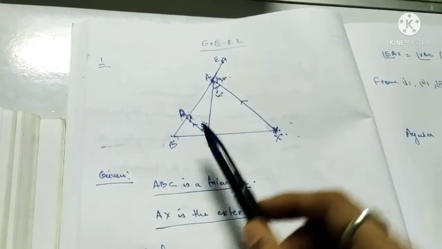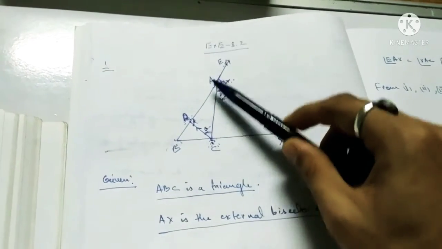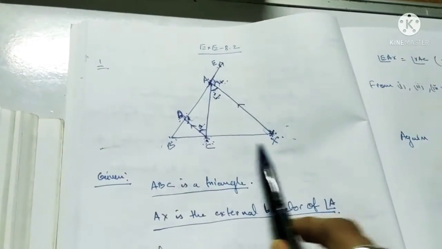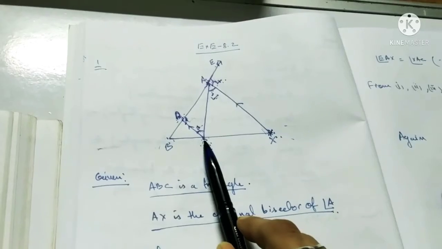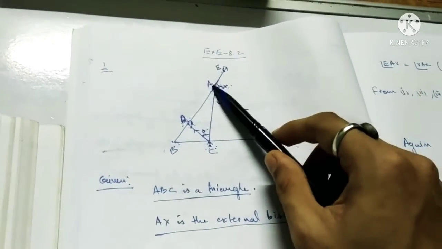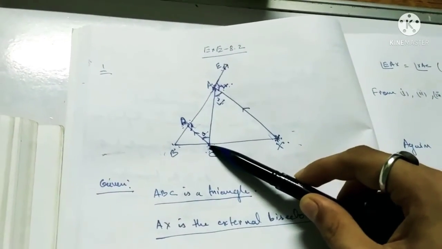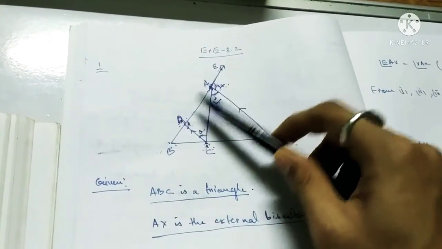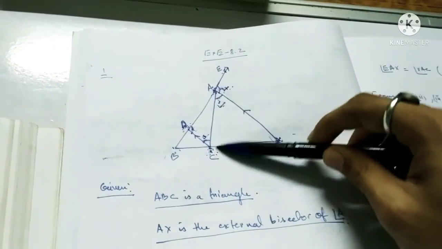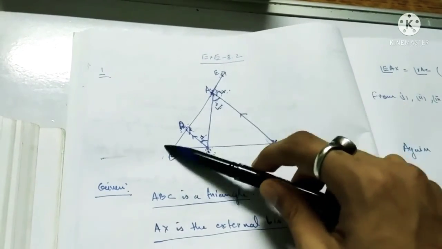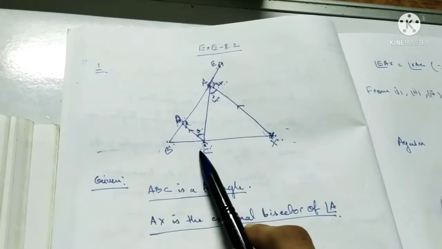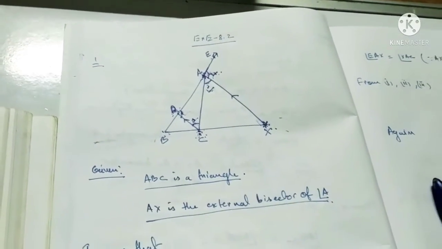Now again you see, this by this is equal to this by this. Now AD is equal to AC I got. So instead of writing AB by AD, I can write AB by AC. Yes, AB by AC is equal to BX by XC, and this is proved.